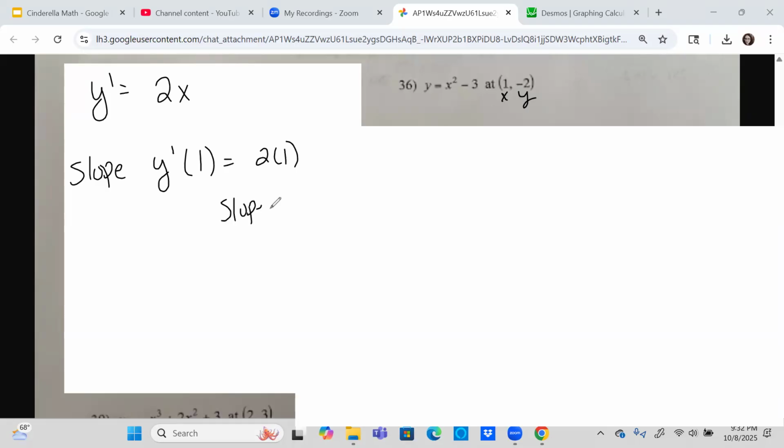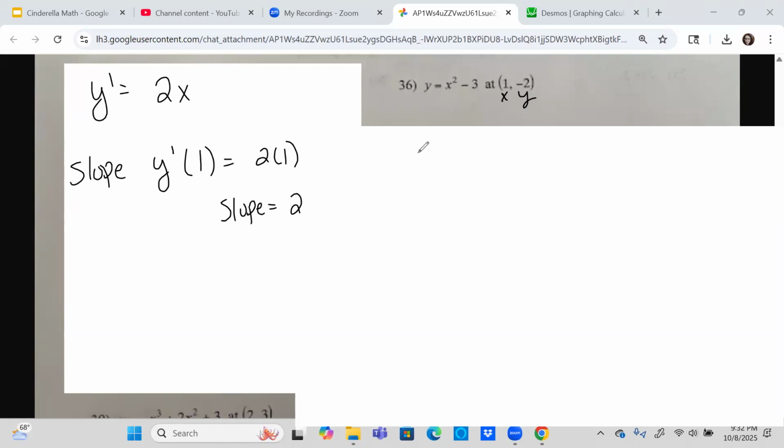All right. Take your derivative, which would just be 2x, because the derivative of negative 3 is nothing. To get the slope, we're going to do the derivative evaluated at the x value. This is x, this is y. So at 1, that would be 2 times 1. Our slope is 2. If they just said slope of tangent line, you're done.